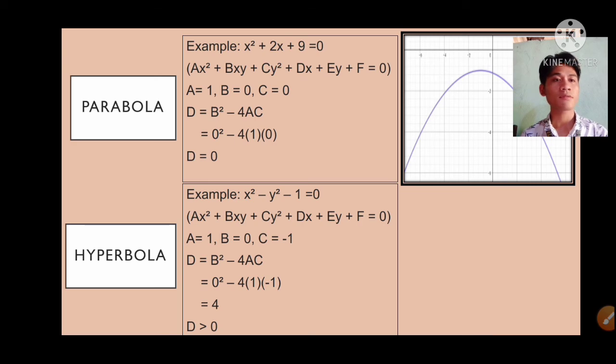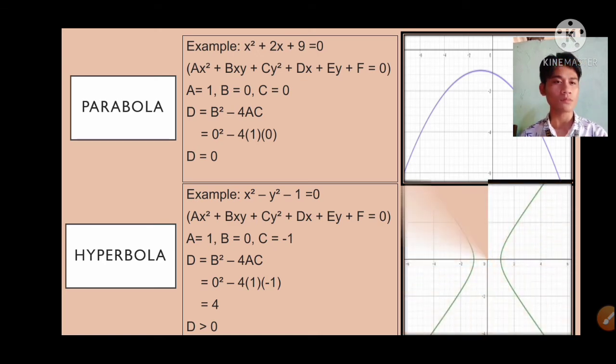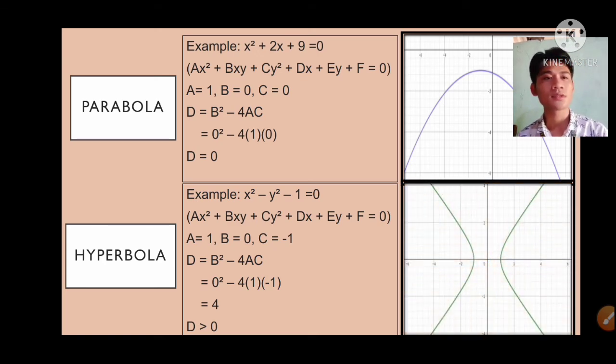And that is understood from what was given earlier: if the value of the discriminant is greater than 0, then it is a hyperbola. So if we were going to graph this given equation here, it will look like this one. This is just as simple as when we graph on a sheet of paper.